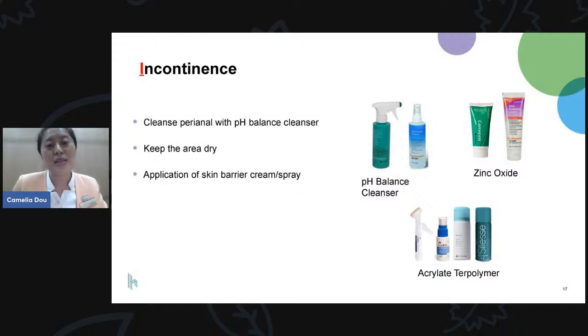First, you want to use a pH balanced cleanser to cleanse the stool output and regain our skin pH. Our normal skin pH is acidic, 4 to 6. Less than 6 is acidic, so our skin integrity strength is there. After that, keep the area dry and use a skin barrier spray or cream, even zinc oxide, to help protect the skin. Also try to isolate the stool output from skin contact. Next slide.